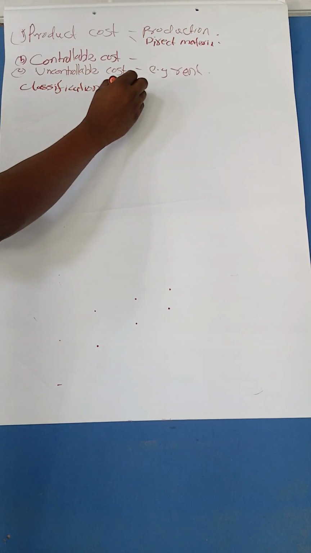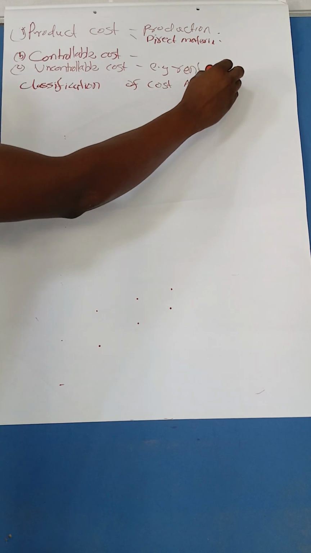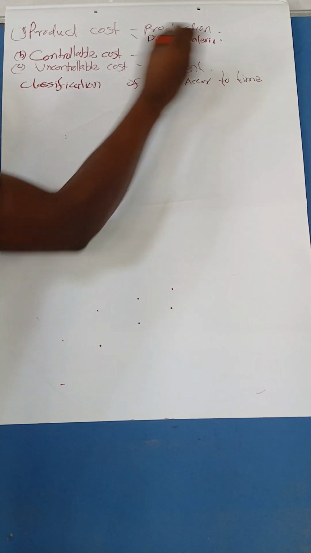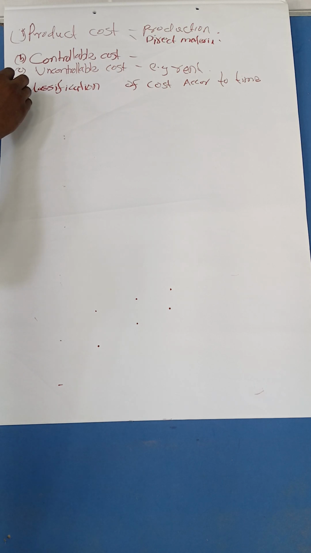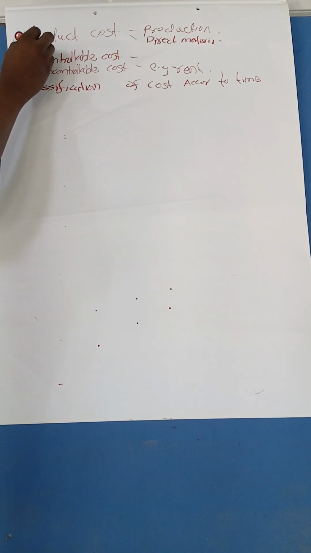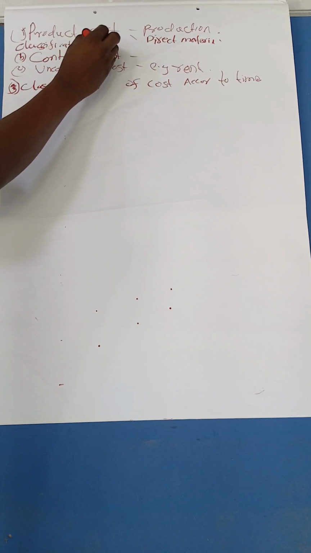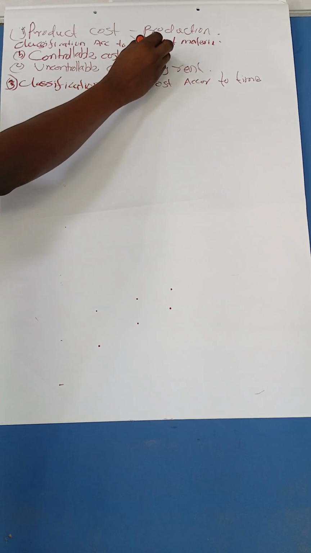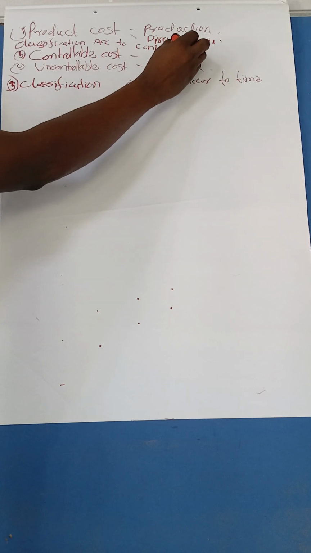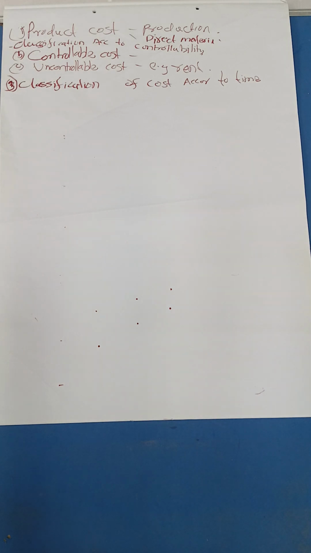Classification of cost according to time. Good. So as a cost accountant, this is part 3. This one we say the classification according to controllability. Good. So this one now, classification according to time.